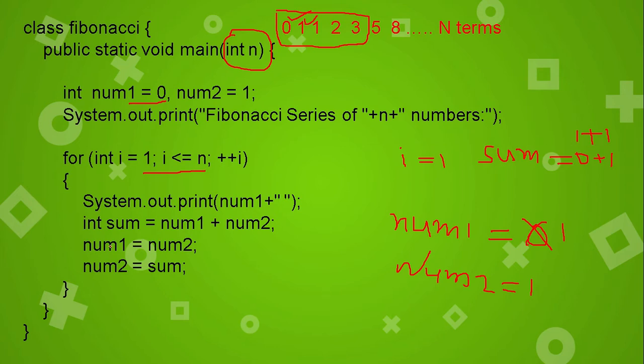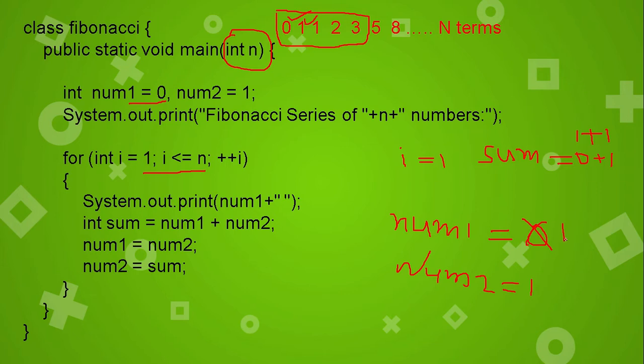Now this exchange takes place. This is very important. Num1 is equal to num2. Num2, what is there? 1 is there. So 1 will be here. In num1, what will be there? 1 will be there. Okay.